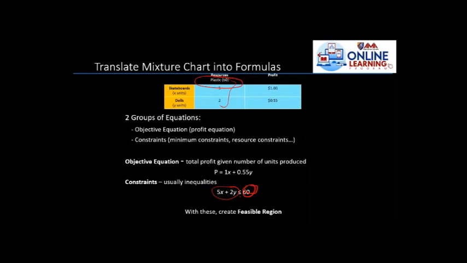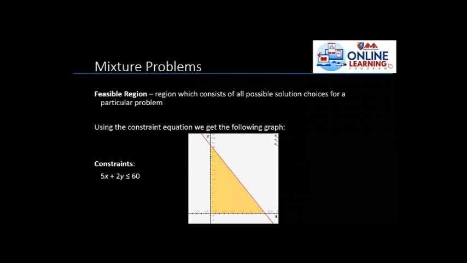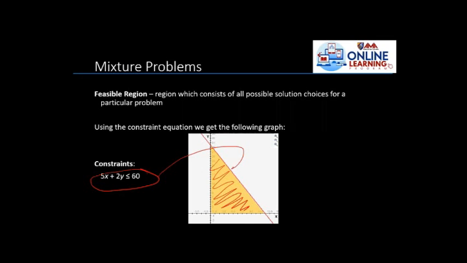After that, creating the two equations, let's create a feasible region. So, ano yung feasible region, guys? The feasible region is a region which consists of all possible solution choices for a particular problem. As you can see here, the feasible region is the yellow one. And itong red line, the diagonal, is the constraint function or equation.